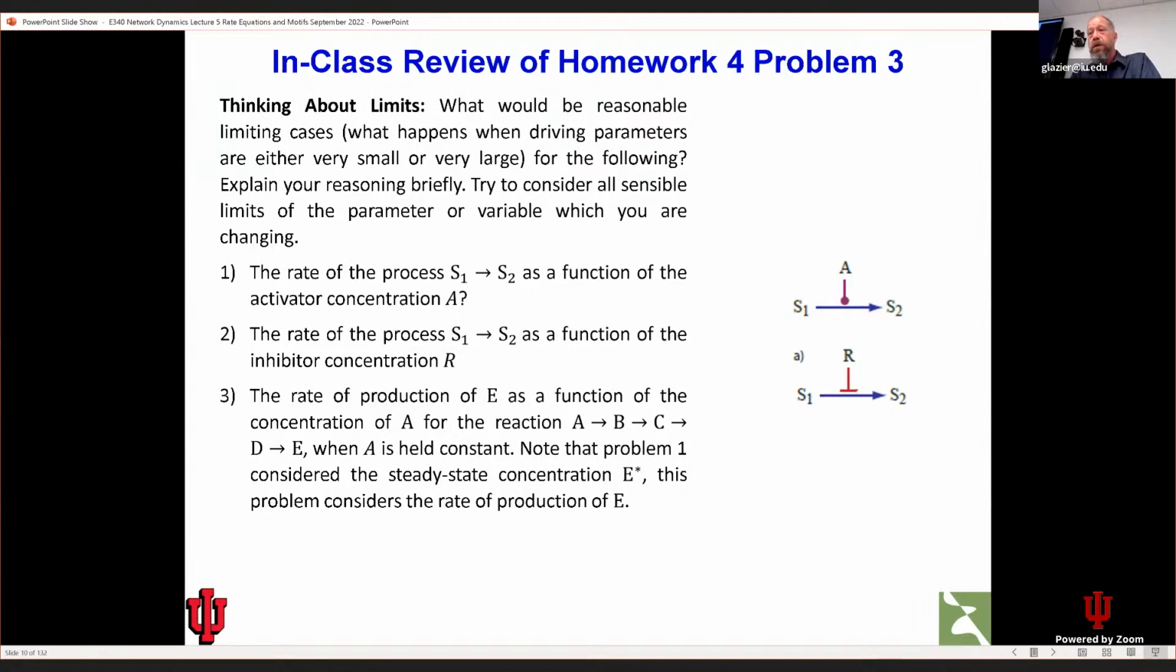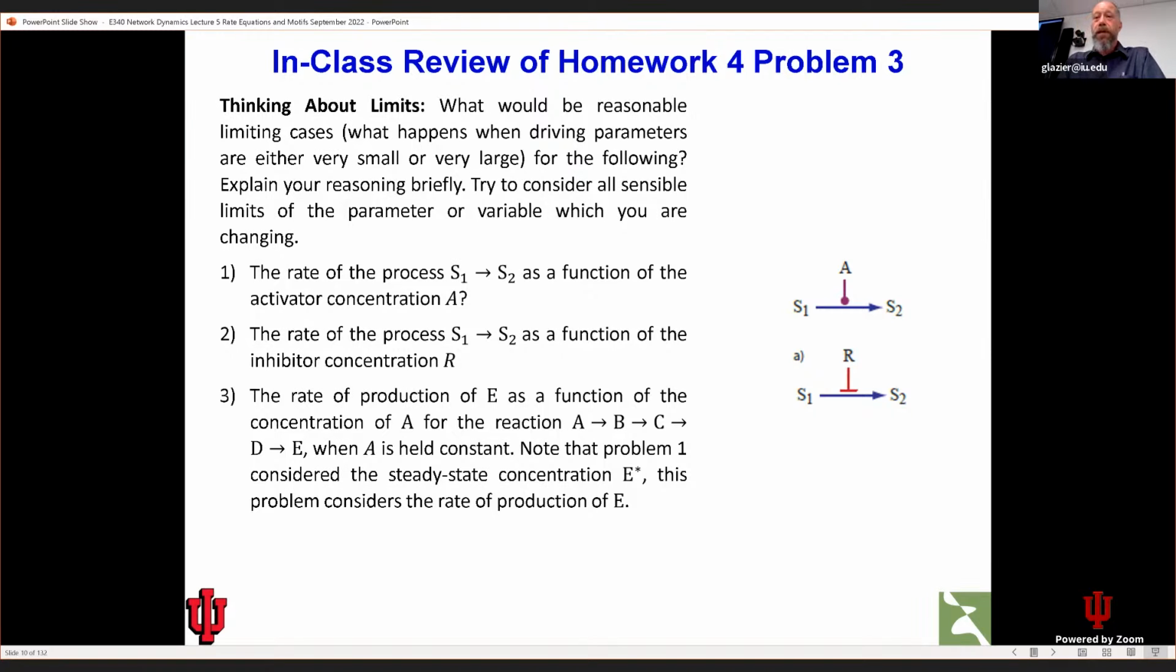And so what I expect is what's called a sigmoid. For small values of A, I have some basal rate of production. There's some region in which the rate of production of S2 goes up as A goes up. And then if A is big, the rate becomes independent of A. There's some maximal rate of production.